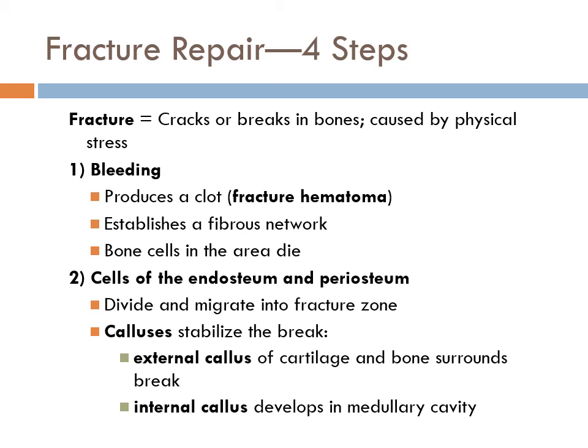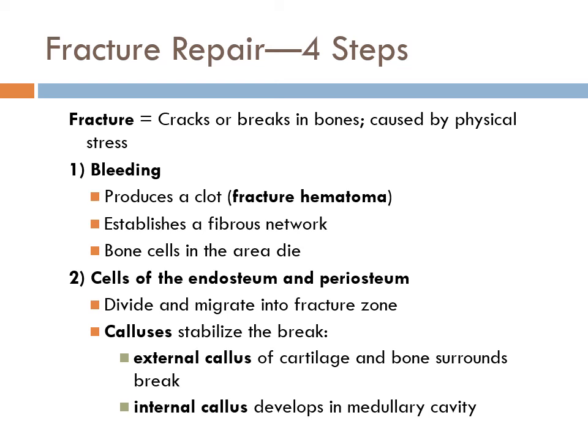There are lots of blood vessels in the bones, and so there's a lot of bleeding. And we produce a clot, which is called a fracture hematoma. So a fracture hematoma is a blood clot around the broken area of the bone. Within that clot, we establish a fibrous network. With blood clotting, you're going to learn more about it in A&P 2. That fibrous network is from fibrin, which we find within the blood. And so that's going to sort of wall off that area, stop the bleeding, and the bone cells in that area are going to die.